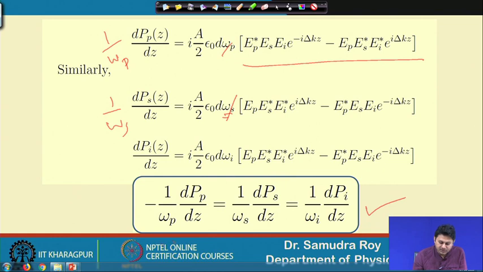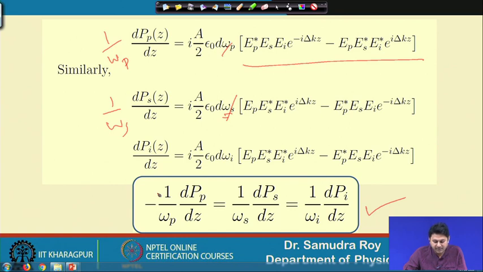This equation, which is inside this box, is called the Manley-Rowe relation. This is the same equation that we derived in case of second harmonic generation. We are eventually getting a similar kind of equation, but since we are dealing with three waves, this equation looks slightly different. Instead of having two relations, we have three expressions because of the signal, idler and pump.